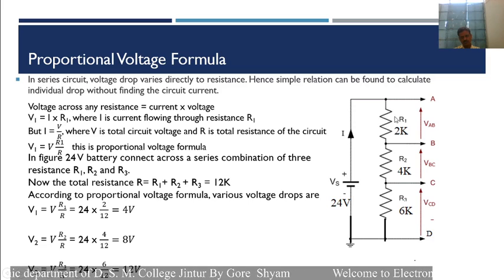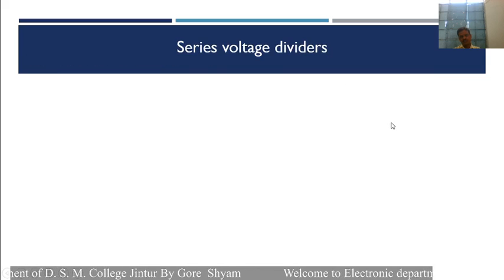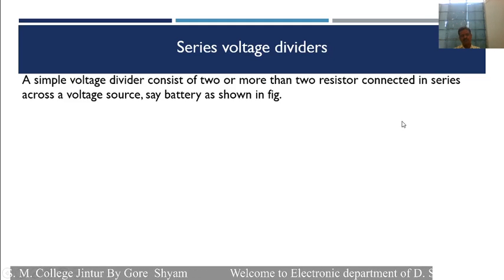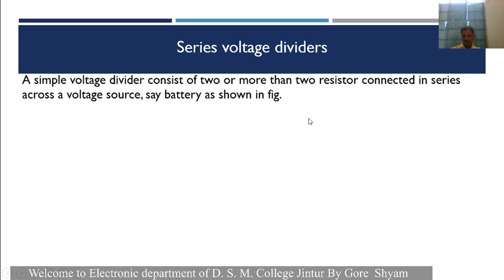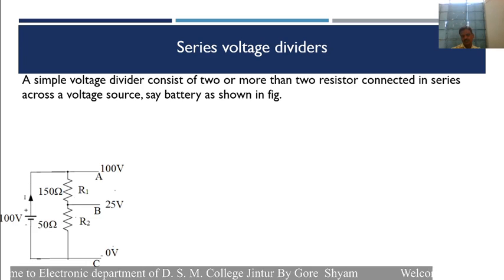So this is the proportional voltage formula. And let us see the series divider, that is the series voltage divider. A simple voltage divider consists of two or more resistances connected in series across a voltage source. When we connect two or more resistances across the voltage source, then each resistance works as a voltage divider, like this.